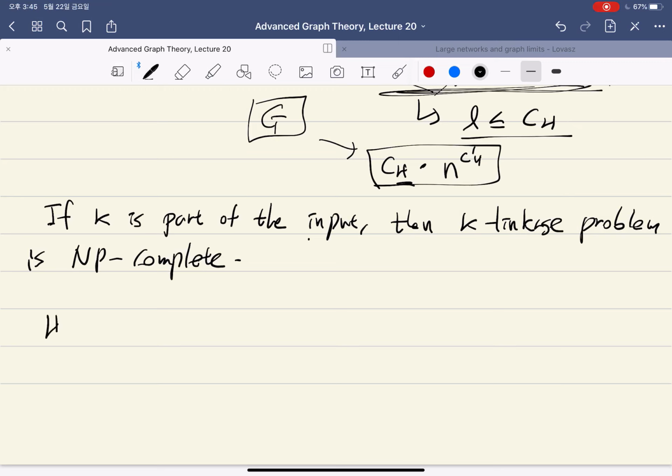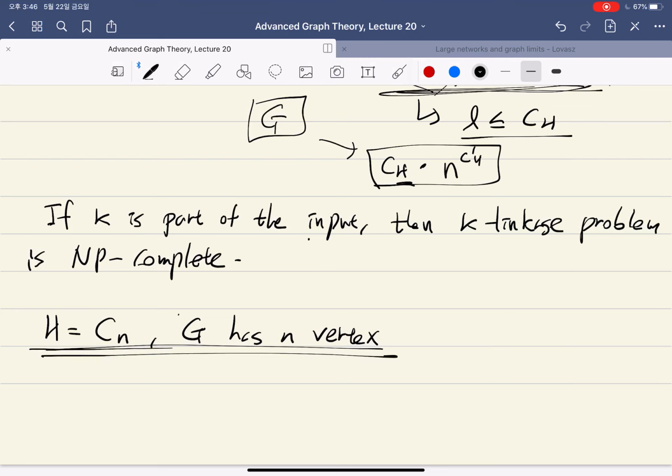So for example, if H is an n-vertex cycle and G has n vertices, then G containing H as a minor is the same as G containing a Hamiltonian cycle. And we already know that checking whether a graph contains a Hamiltonian cycle is NP-complete. So this minor problem is as hard as the Hamiltonian cycle problem. So it is NP-complete in general.